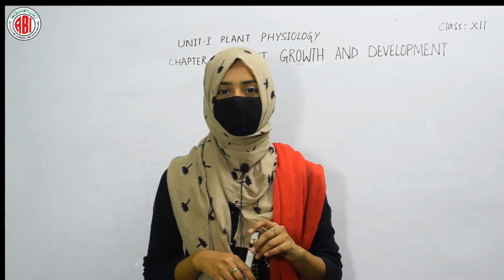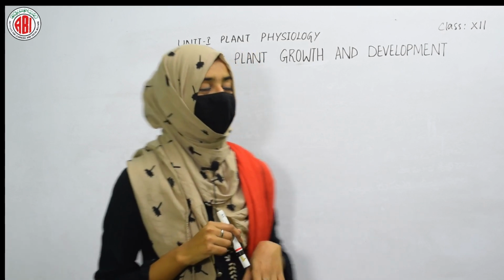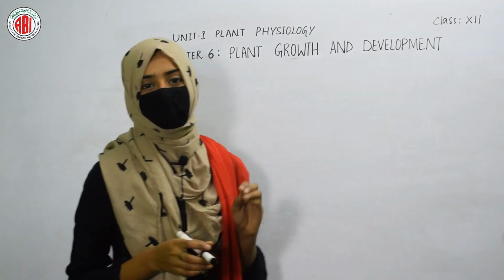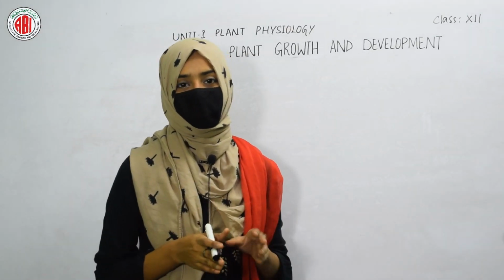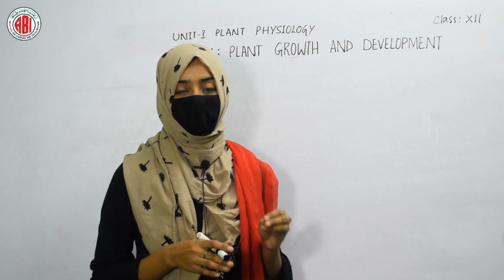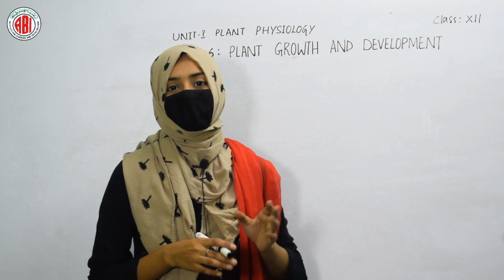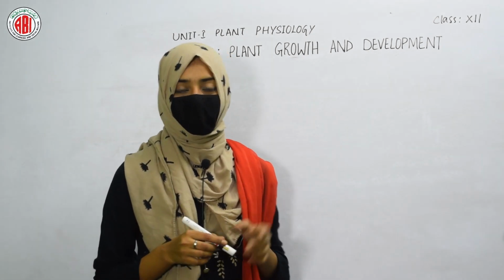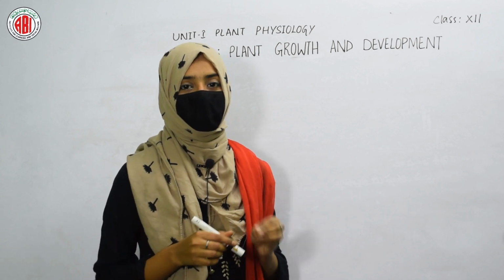In today's class, I'm going to start a new chapter, and that is plant growth and development. In this chapter, we are going to see the different phases of growth in different plants, and we'll be learning about the plant growth regulators and also about seed dormancy and vernalization. First we'll see what is the meaning of growth.